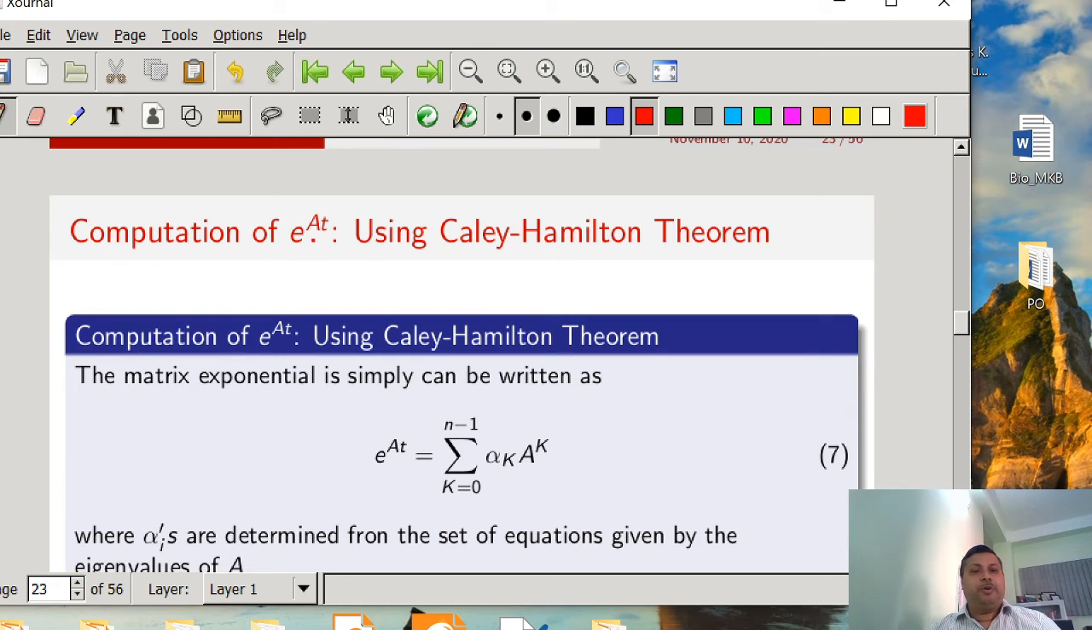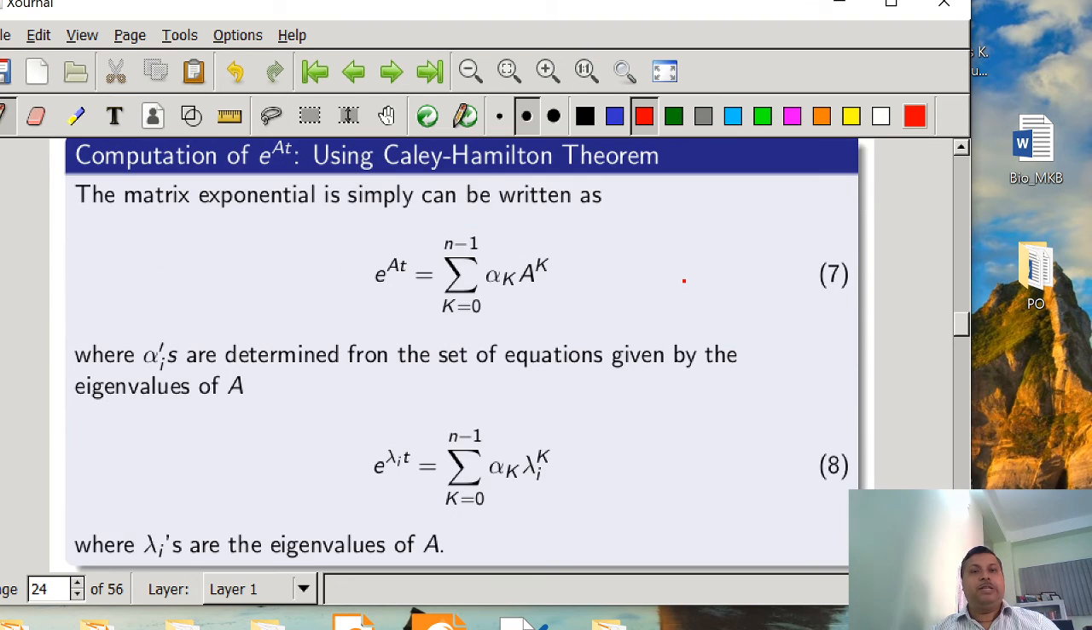We will discuss how to compute e to the power At using the Cayley-Hamilton theorem. I will show you only the result, but I will not show here how this process has been derived from the Cayley-Hamilton theorem. So the matrix exponential can be calculated as e to the power At equals the summation over k equal to 0 to n minus 1 of alpha k A to the power k. Here n is the order of the system, so if A is n by n, it will go up to n minus 1.